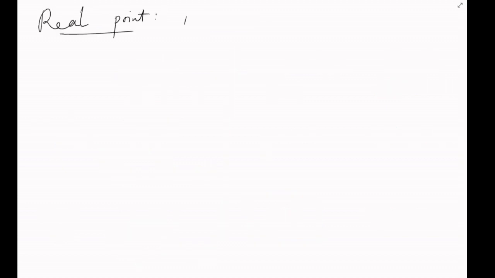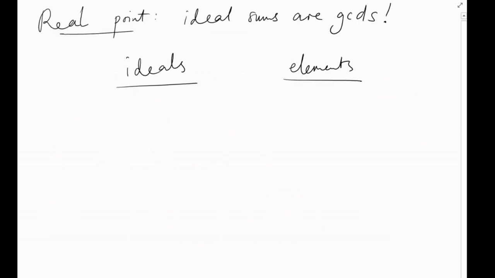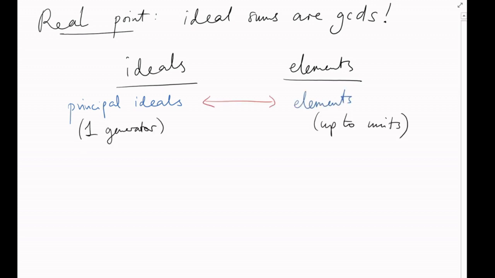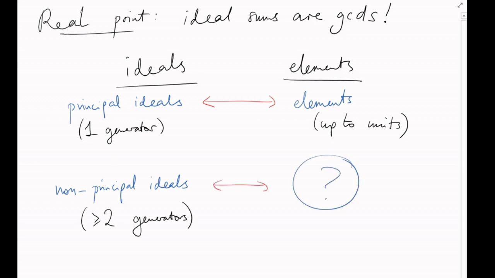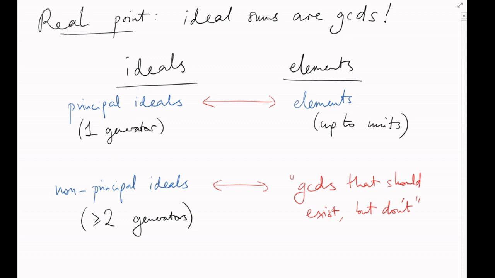Remember that I said not all ideals are generated by a single element. The ones that are basically just numbers, except we're ignoring units, are called principal ideals, and they behave more or less like numbers. But there are also non-principal ideals that can arise when you take sums of principal ideals. These don't correspond to any numbers we have in the ring. They're like greatest common divisors that don't exist, but perhaps should.